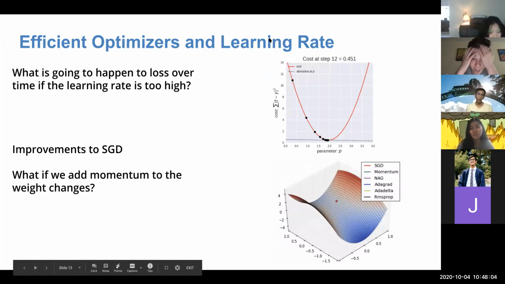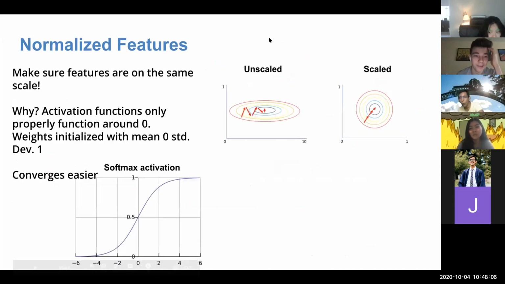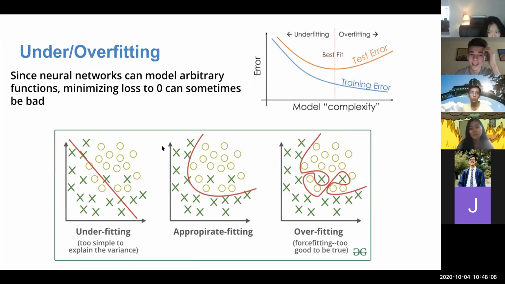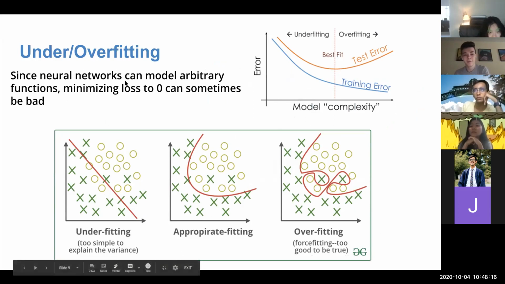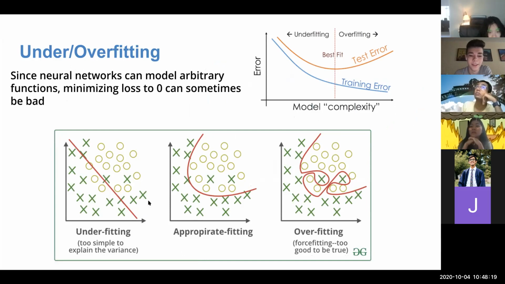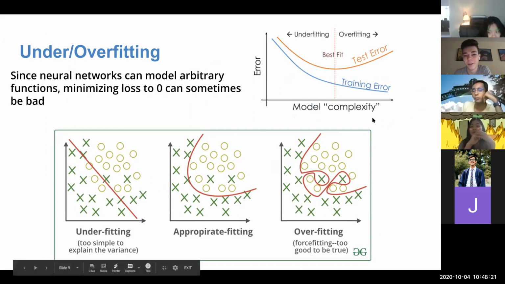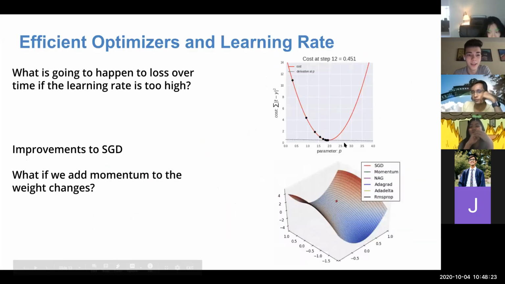Okay, now we're done with all the ways I included to tackle overfitting. Those three are the most common ways people tackle overfitting. Now we're going to talk about using different optimizers and learning rates.